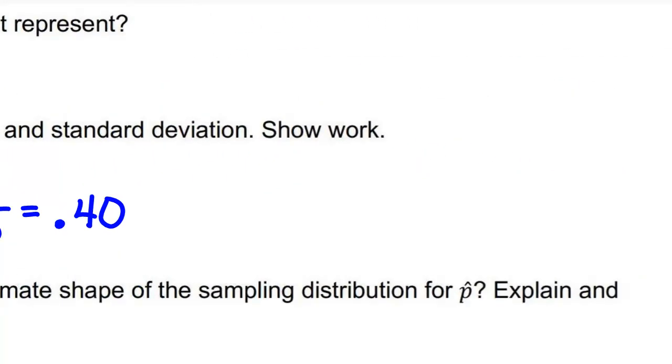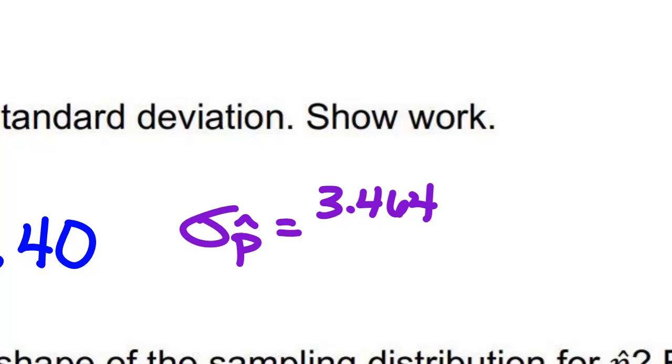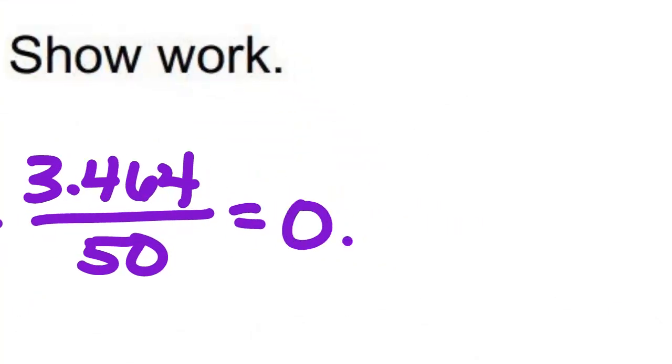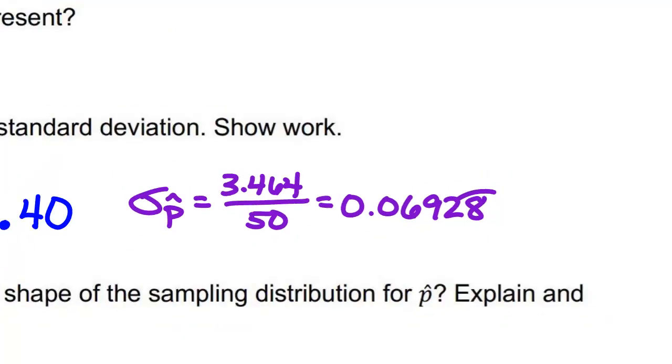Standard deviation. What do you think we need to do to our standard deviation? Divide it by 50. So sigma of p hat is equal to 3.464 over what? Over 50. Tell me what you get when you divide that. 3.464 divided by 50. 0.06928. Beautiful.